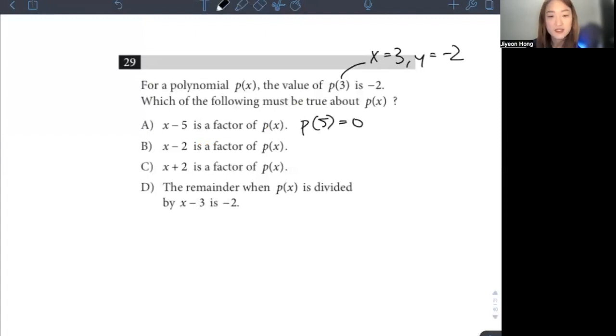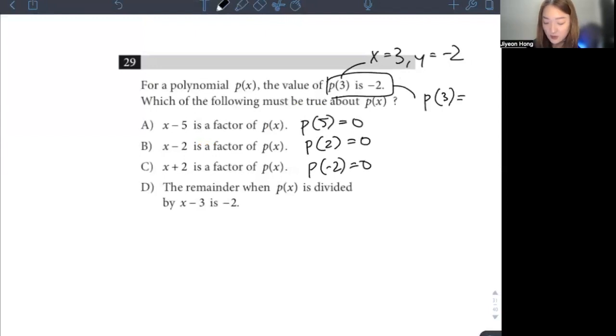When I look at x minus 2 as a factor of p of x, p of 2 is equal to 0, p of -2 is equal to 0. Okay. So the information that they gave us is that p of 3 is equal to -2. We can't conclude that there's a factor that comes out of this. If anything, if it said p of 3 is equal to 0, that means that x minus 3 is a factor of p of x, right? But A, B, C tell us nothing. We aren't given any information to determine whether something is a factor or not. So D is actually the answer.